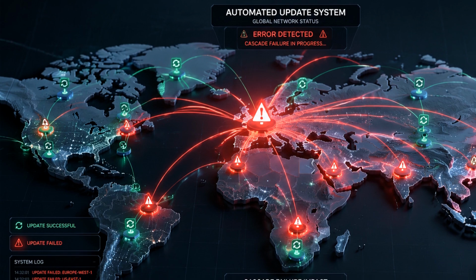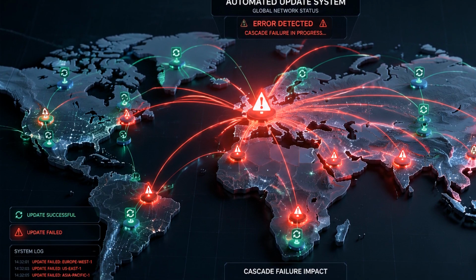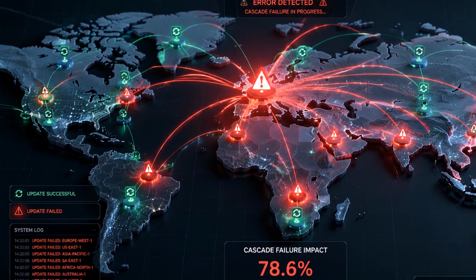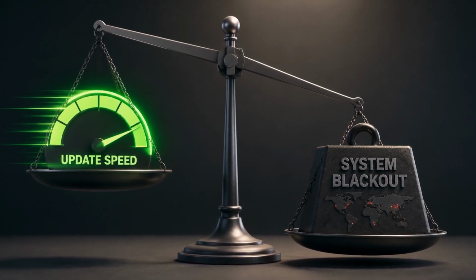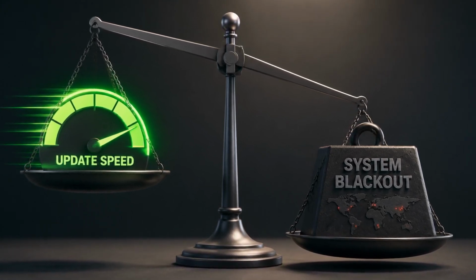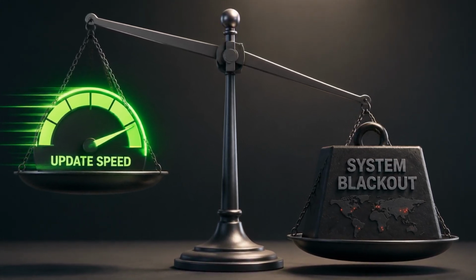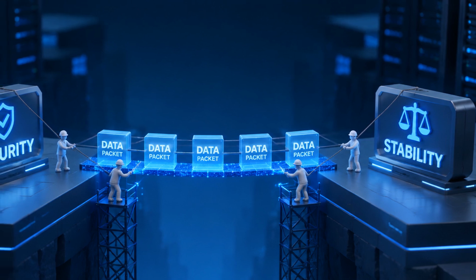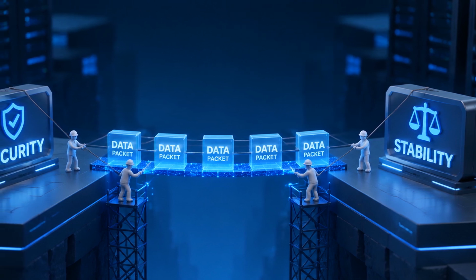We have built a world where efficiency is prioritized above all else, often at the expense of necessary, built-in redundancy. The reliance on automated systems means that when things go wrong, they go wrong at a scale that is almost impossible to manage. We must ask ourselves if the speed of these updates is worth the risk of a total, global, system-wide blackout. As we move forward, the challenge will be to find a balance between keeping our systems secure and keeping them stable.